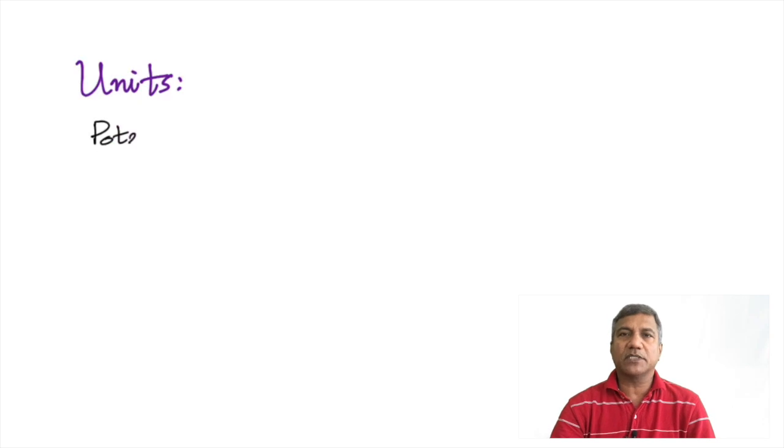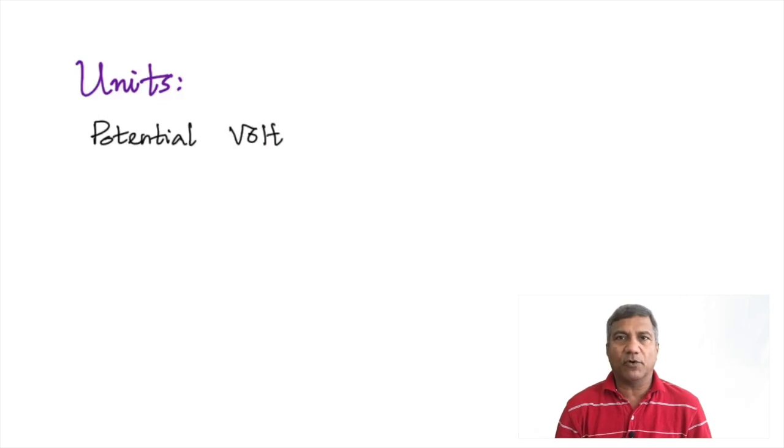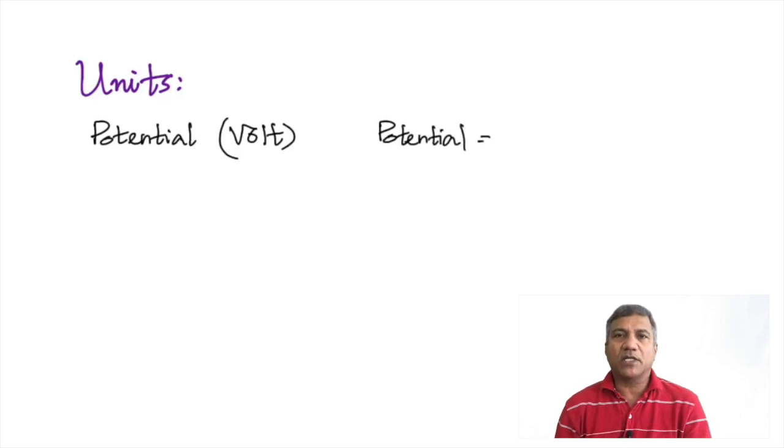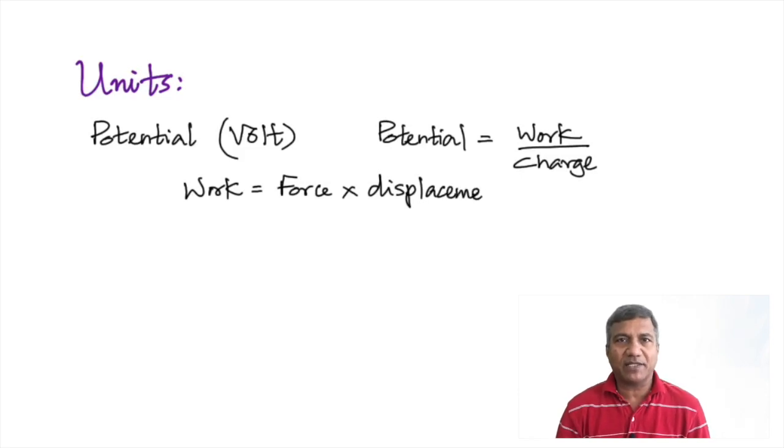There are lots of quantities and their units. For example, potential. Potential is measured in volts, but potential is defined as the work done to take 1 coulomb from one point to the other. So it's actually work done over charge. Potential is work by charge. And work is force multiplied by displacement. We can further break that down to where force is mass times acceleration.